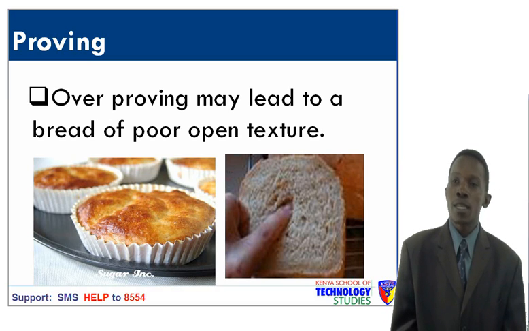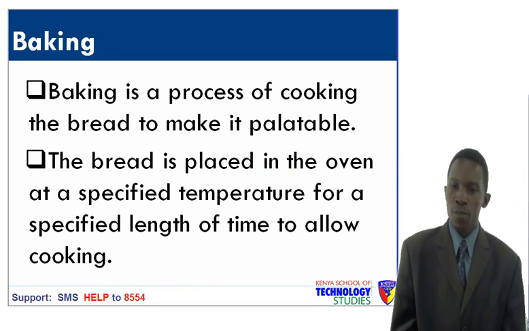Overproving may lead to a bread of poor open texture, like the bread that you can see in the picture. You find that the surface is broken, it's poor, it's not presentable, and when you pierce the bread, you feel it is of poor texture. So actually this is because of leaving it within the warmth for a long time, and as a result the dough has over-proofed.